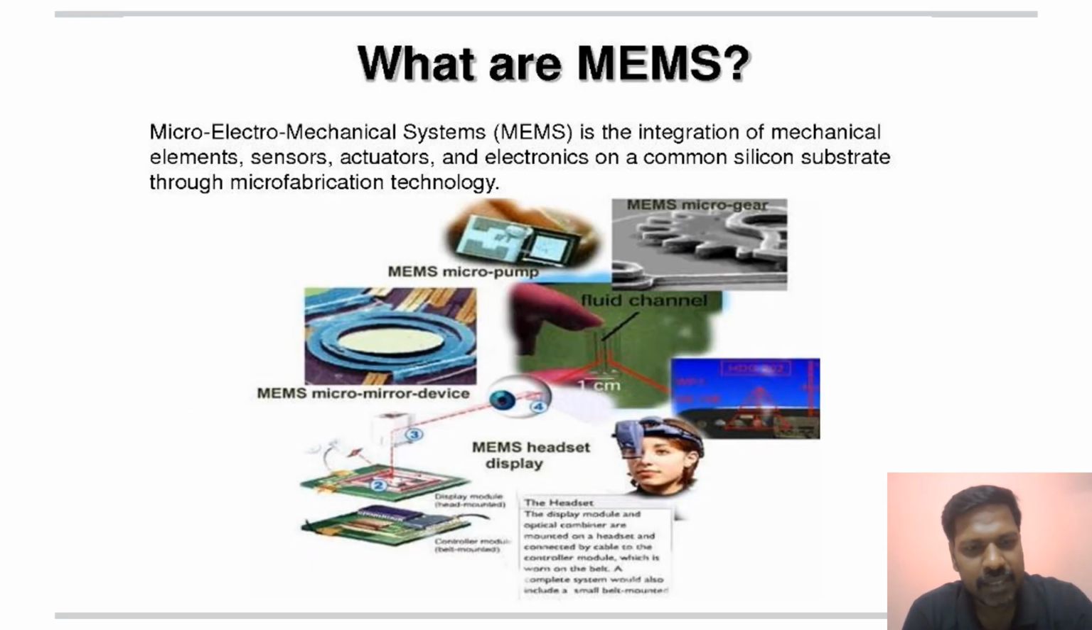MEMS devices typically have sizes ranging from 1 to 100 micrometers, which is much smaller than a grain of sand. They include miniaturized mechanical structures, sensors that detect changes, actuators that produce motion, and microelectronics for control. An important feature of MEMS is that at least one part has a mechanical function, whether it moves or not.